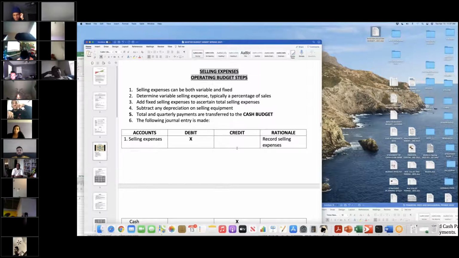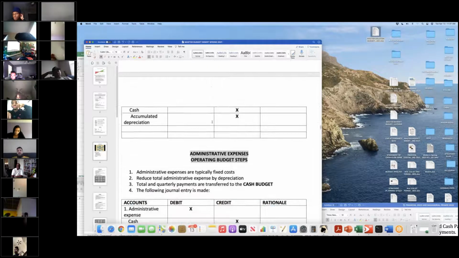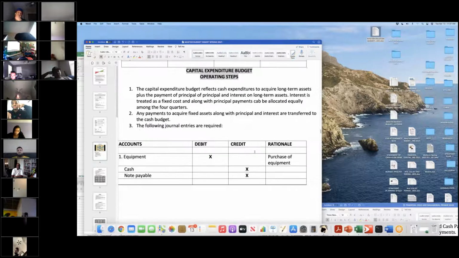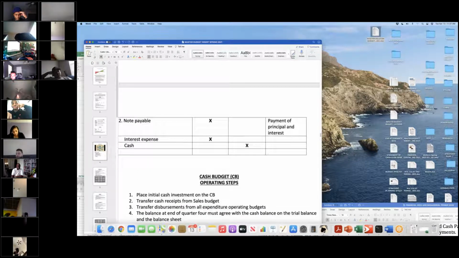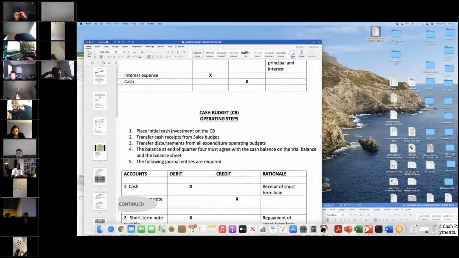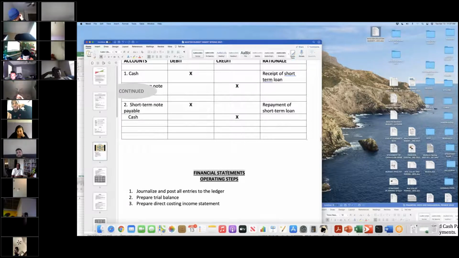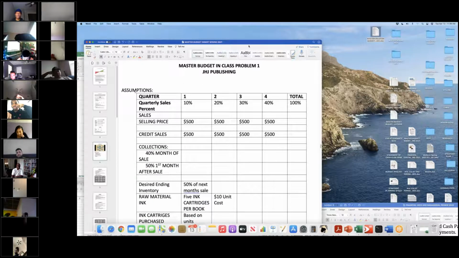Selling expenses has one journal entry, and the amounts for the selling expense come from the sales budget. Administrative expenses has a journal entry. And then the capital budget, where you buy the equipment and then you make payments on interest and expense. So they've got a budget and their journal entries. Then the cash budget: when we borrow money, we make a journal entry to receive the short-term loan, and when we pay it back, we make a journal entry. So we're making journal entries, and this turns out to be less than 20 journal entries.